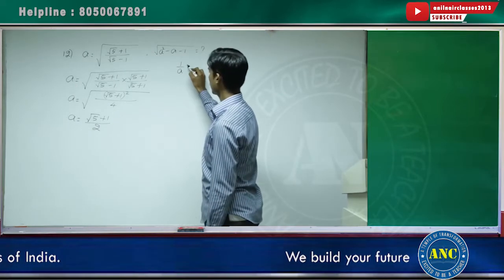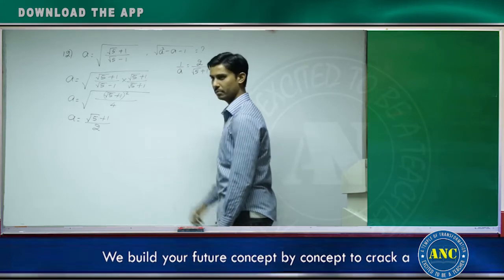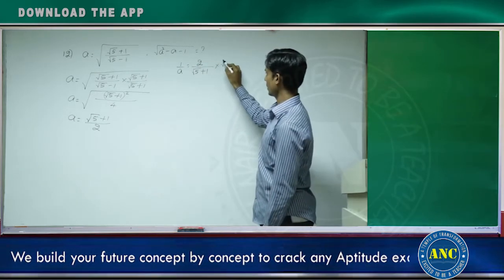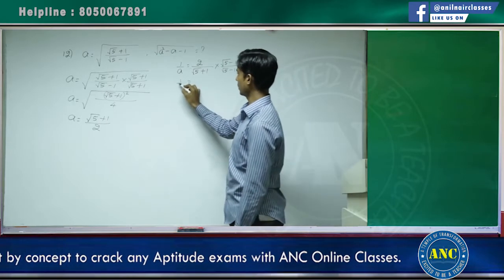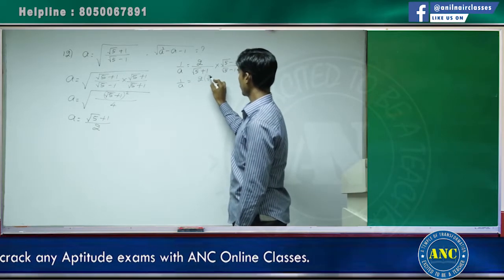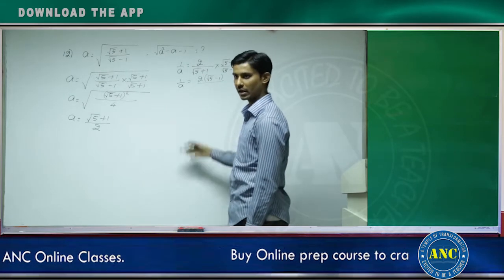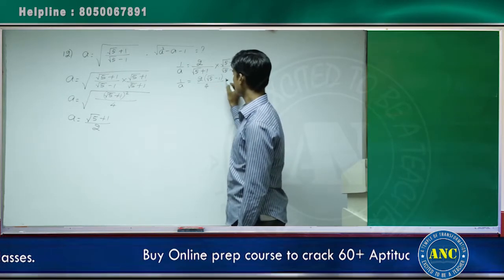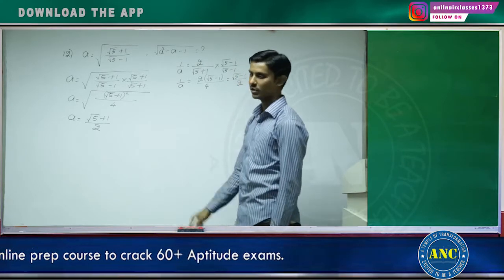Suppose I calculate 1 by a, this will be 2 divided by root 5 plus 1. If I again rationalize it, root 5 minus 1 divided by root 5 minus 1. This is 1 by a is 2 into root 5 minus 1 divided by a plus b into a minus b. Again you will get 4. So you are getting root 5 minus 1 divided by 2. Right? Root 5 minus 1 divided by 2.